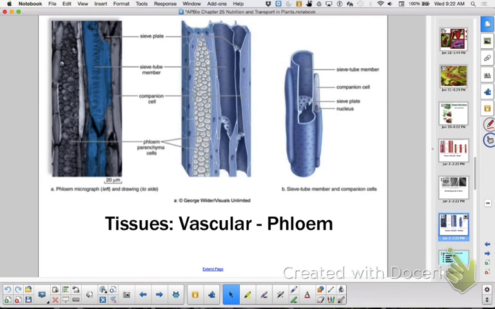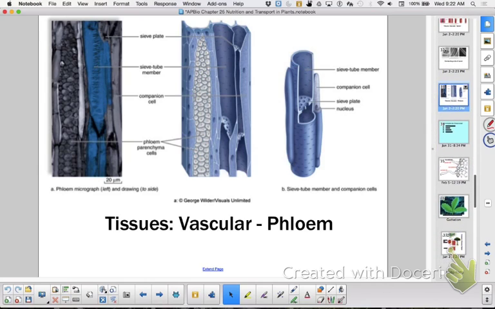Phloem has to be alive at maturity. And we'll talk about the pressure flow hypothesis. You want to remember structurally you have sieve tubes, and then you have a companion cell that is attached to it. It's only the companion cell that has the nucleus. This sieve tube does not. And it is hypothesized that the companion cell controls the sieve tube member.